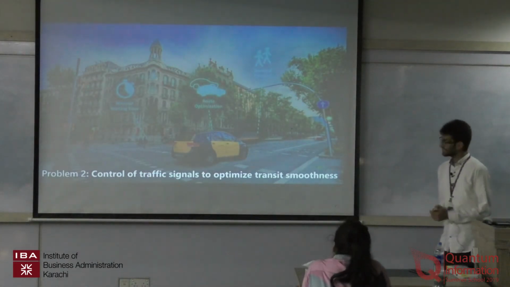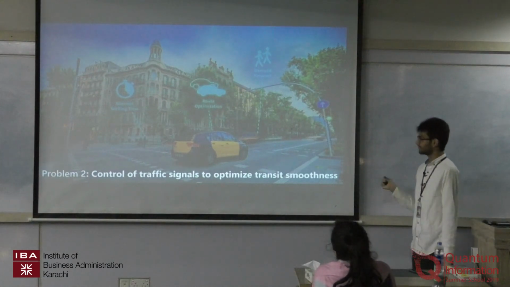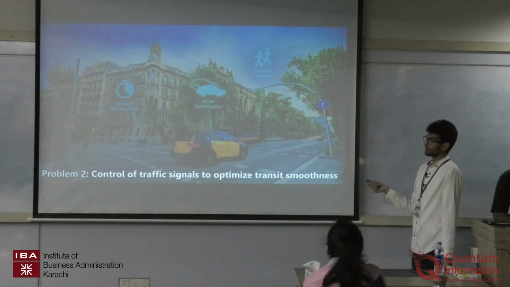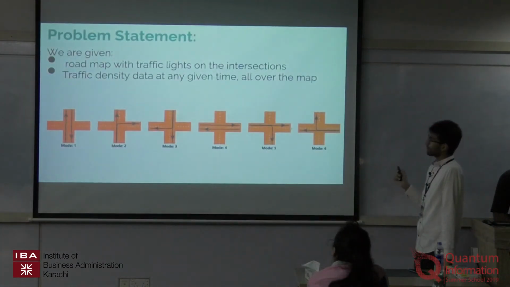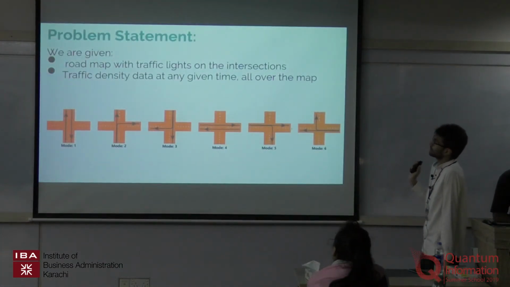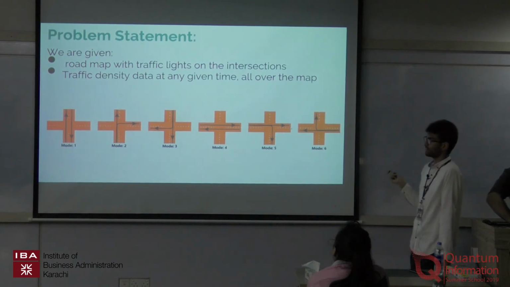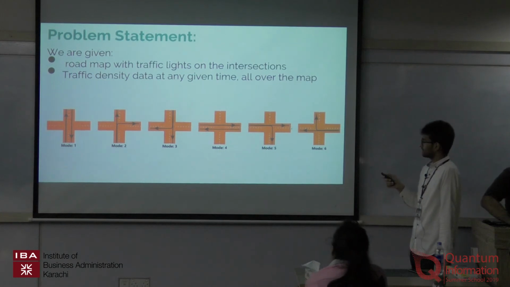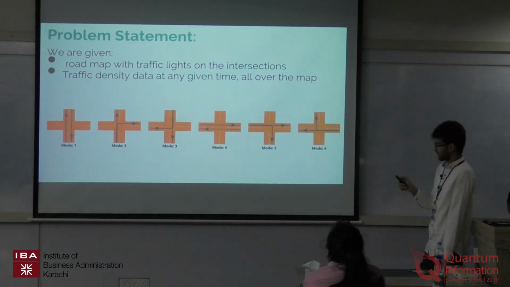All right, so let's discuss the second problem that we formulated and solved. We formulated and solved this problem ourselves. So this is the problem statement. Basically, you're given a map with intersections, and at every intersection you have traffic signals. So the challenge is to find the right mode at each of the intersections such that the traffic is optimized.